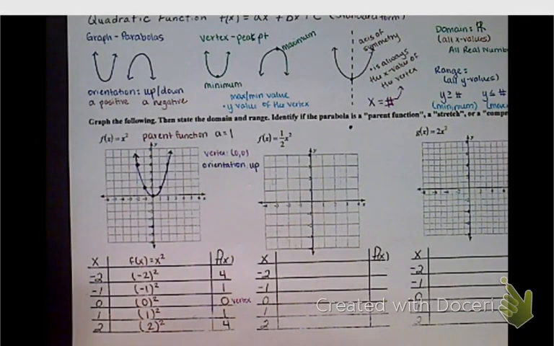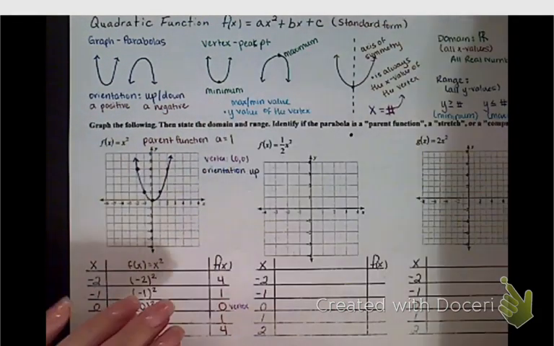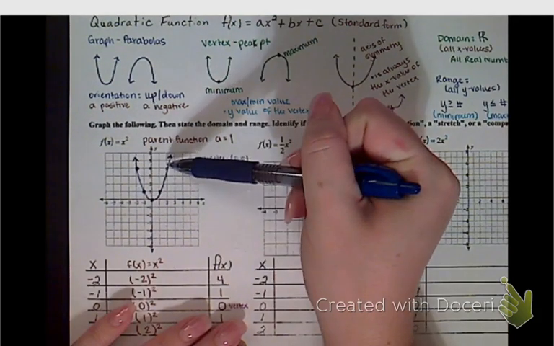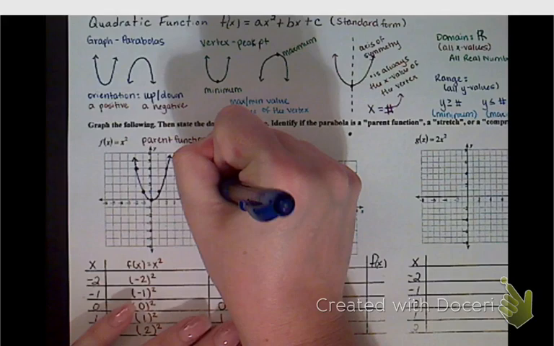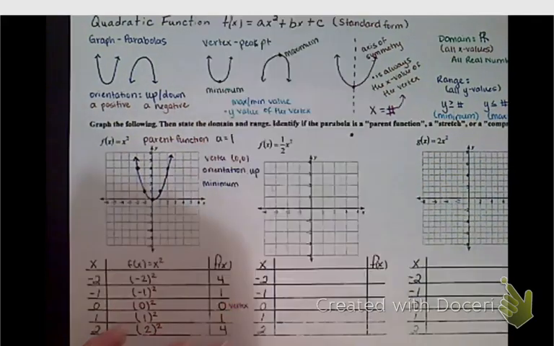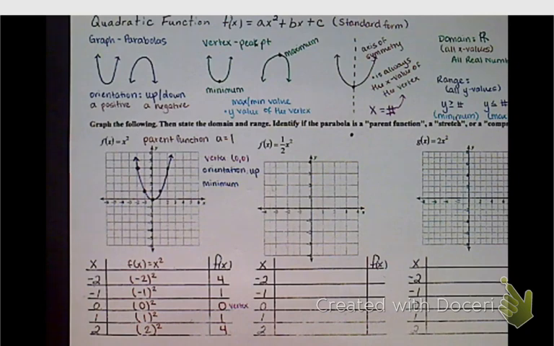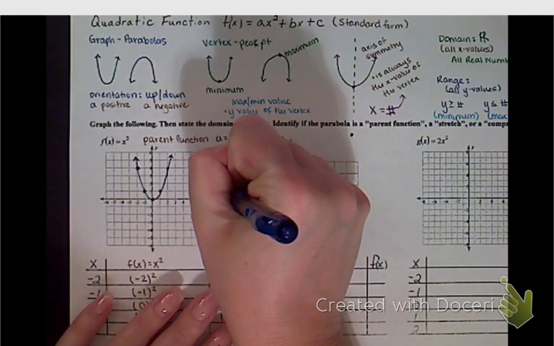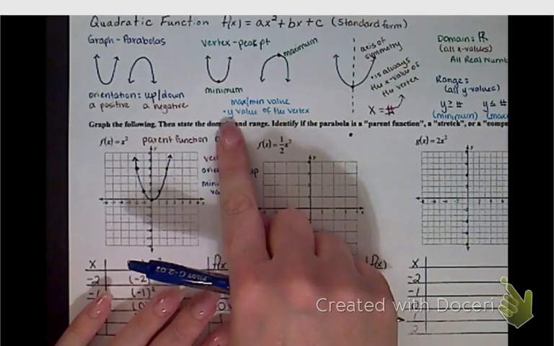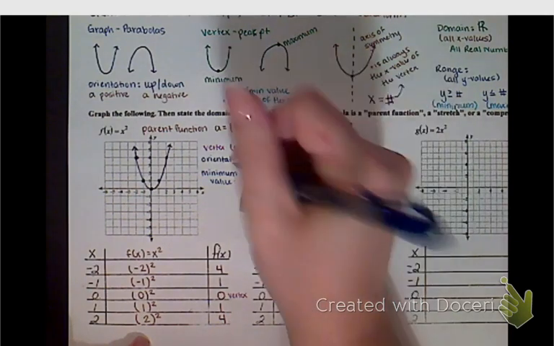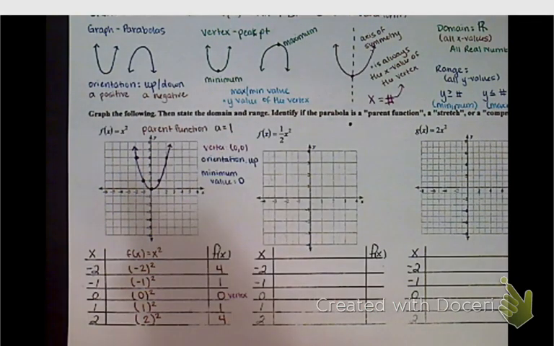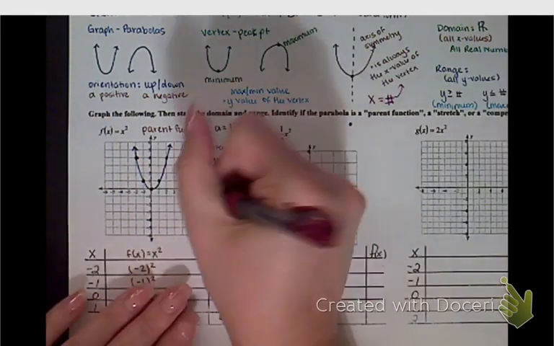Okay, so we talked about orientation. Let's talk about whether we have a maximum or a minimum. So again, our graph, our parabola opens up, which means my vertex is a low point. So I'm going to have a minimum value. Okay, so I have a minimum, and that actual minimum value. So remember up here we said the minimum is the y value of the vertex. So if my vertex is 0, 0, the y value of my vertex is 0. So it has a minimum value at 0. We also have the axis of symmetry.